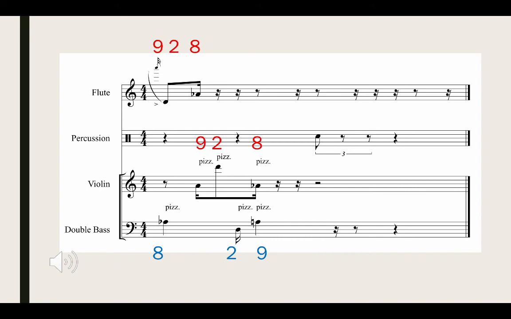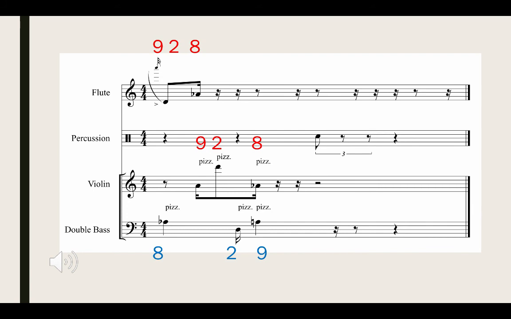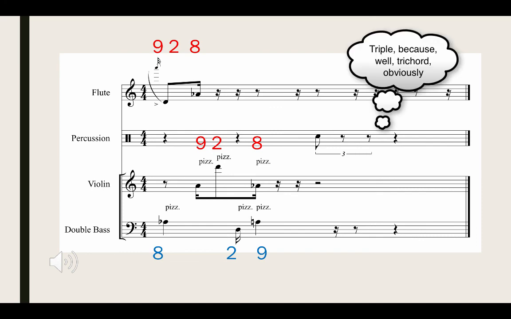I composed it so that I have a 9, 2, 8 in the flute, followed by a 9, 2, 8 in pizzicato violin, and a backwards or a retrograde 8, 2, 9 in the bass. The percussion likewise throws in the last beat on a non-pitched class just to give us another triple figure.